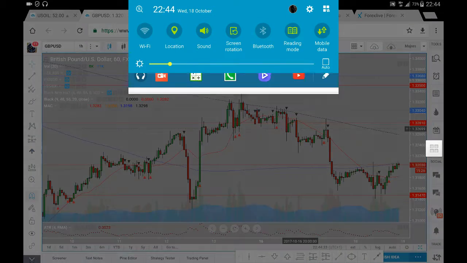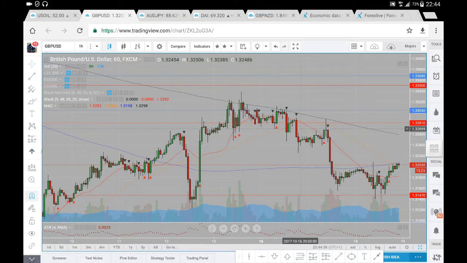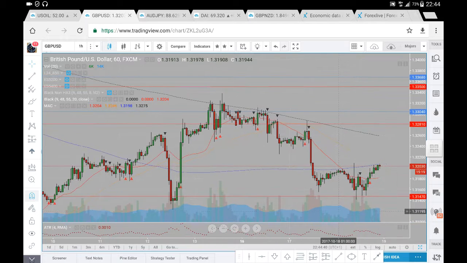So this is the pound dollar analysis for Thursday the 19th of October. Now, let's have a look at what's happened with these markets.